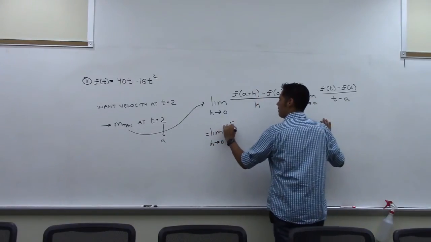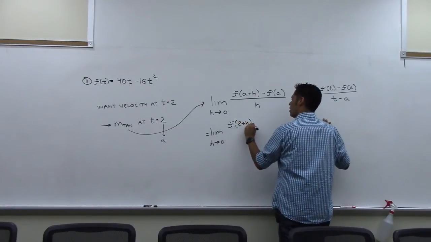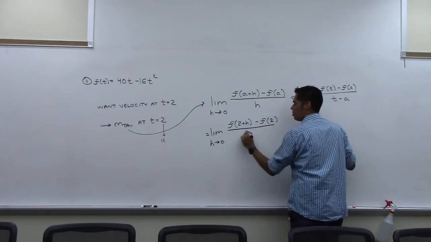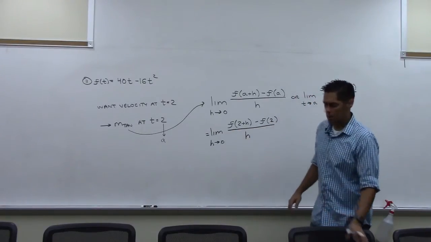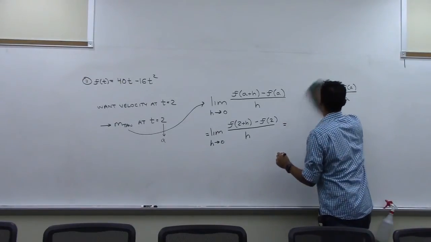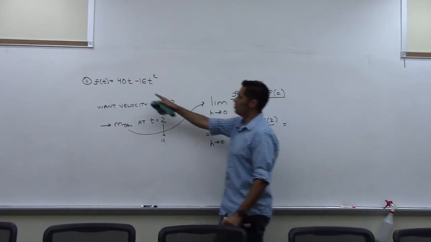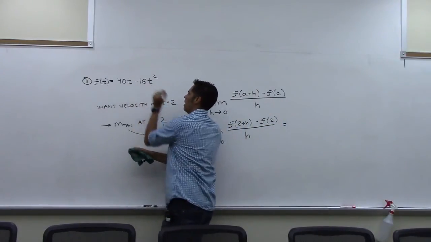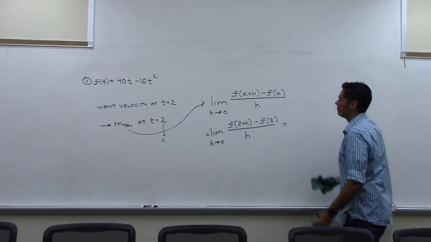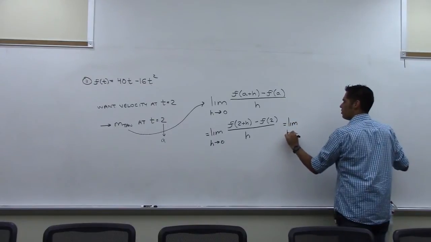All right, f of a is 2. f of 2 plus h minus f of 2 over h. This is just confusing me up here. Let's get it out of here. All right, we need to plug 2 plus h into this function, which means we replace that t and that t with 2 plus h. So that's enough room. Limit as h goes to 0.